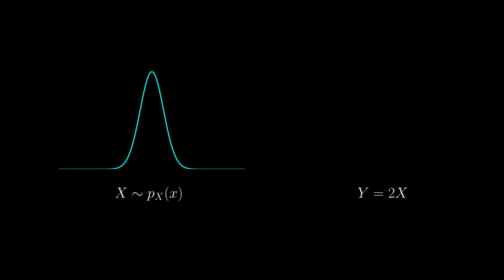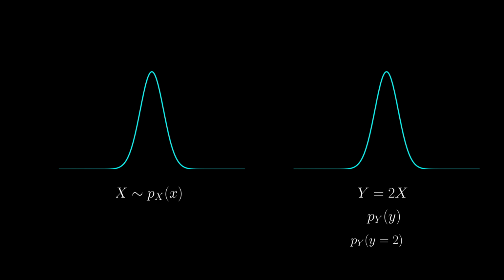Imagine we have a random variable x with probability density px. Let's say we define another random variable y as 2x. What can we say about the probability density py? Actually, let's be more specific. What would the density of y at a point be?